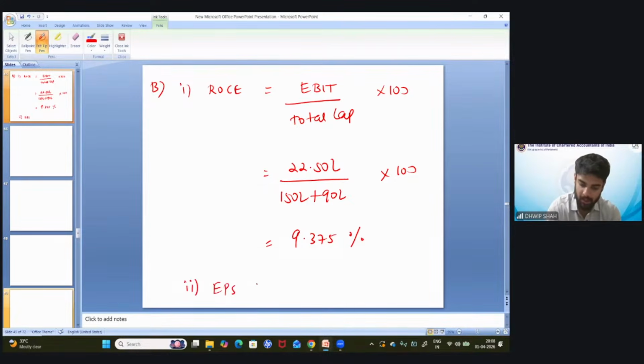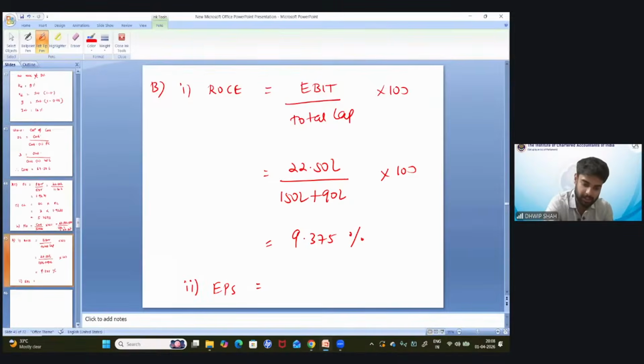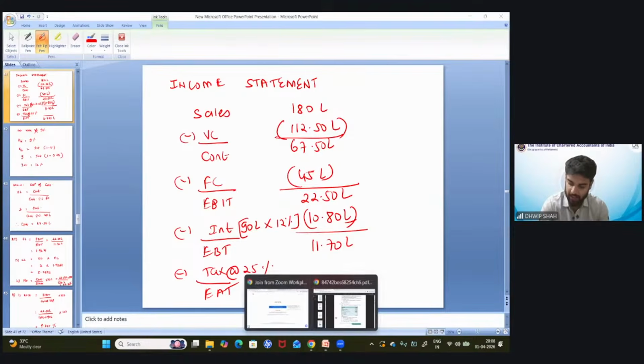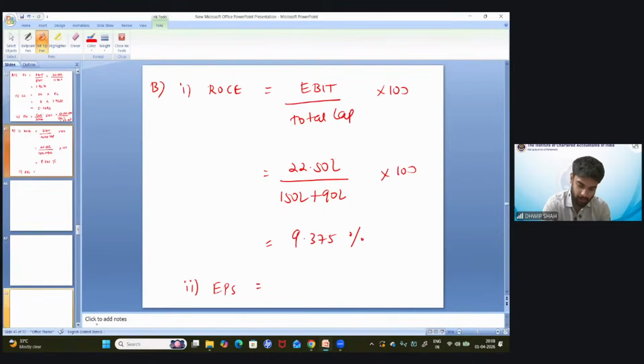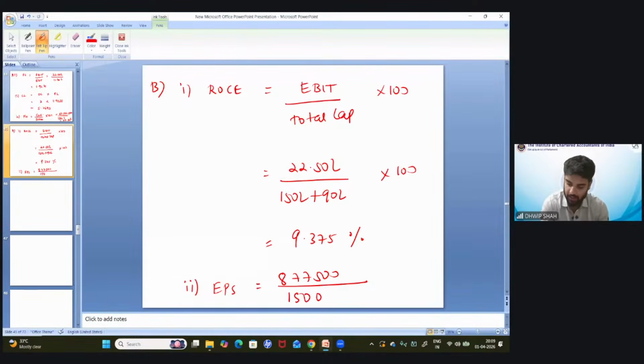Second, what has been asked in B is EPS. EPS is nothing but earnings per share. Yes or no? My earnings after tax was 8.775 lakh. Okay? 8.775 lakh means 8 lakh 77,500, divided by number of equity shares. 150 lakh is total capital. One share is of 100 each. So can I say 1,50,000 would be the number of equity shares? ₹5.85. 5.85 per share is my EPS. Tell me point number B, any queries?